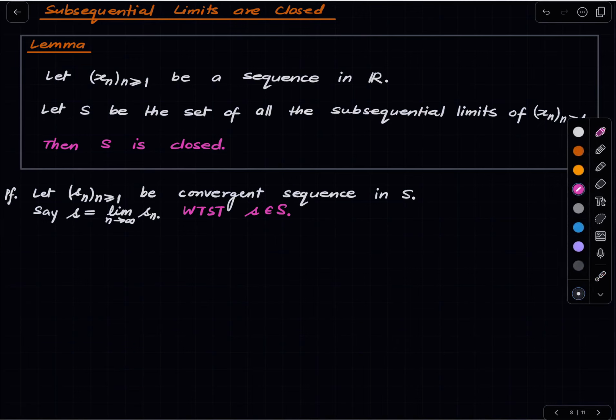So we want to show that this little s is also a subsequential limit. So we will build a subsequence which converges to it. Right. So for each n, each Sn is a subsequential limit.